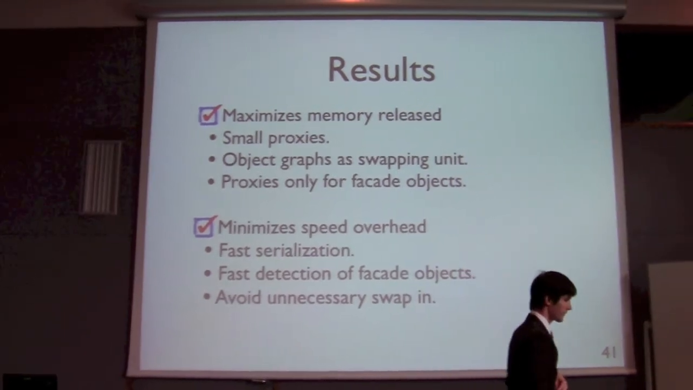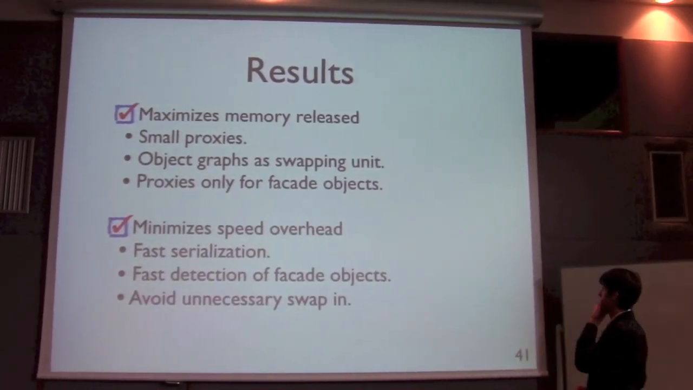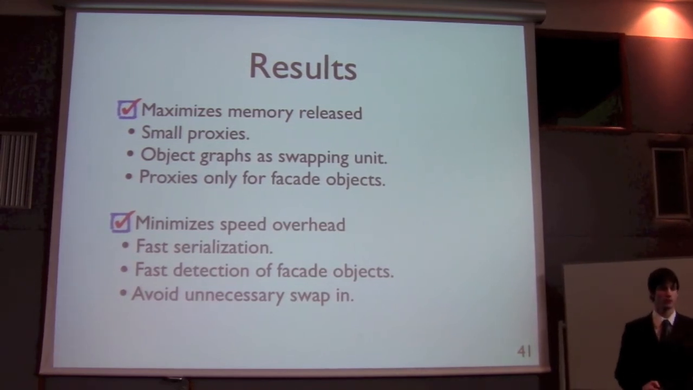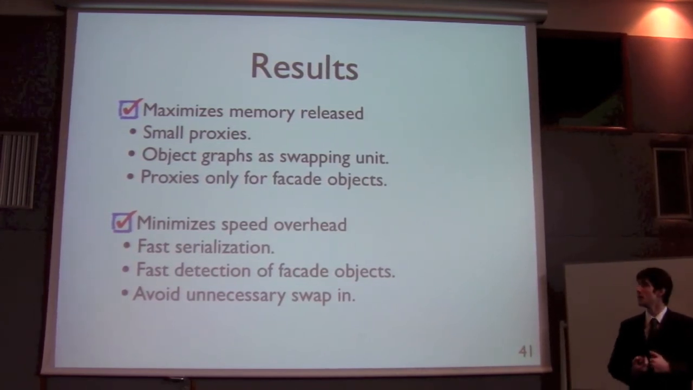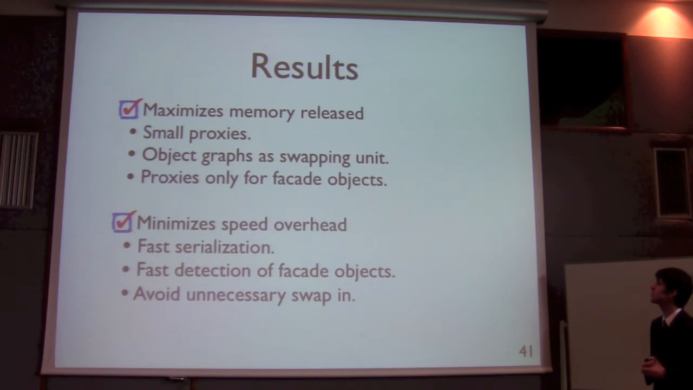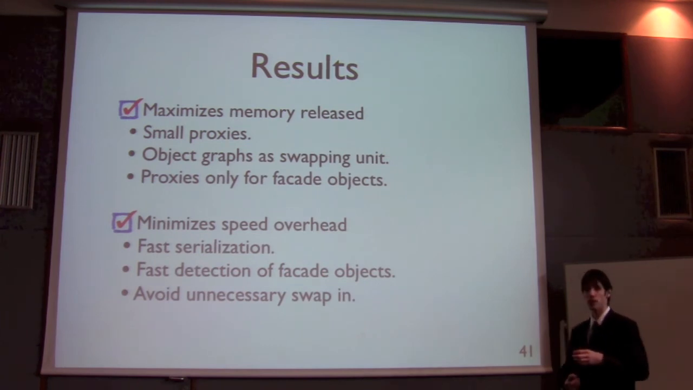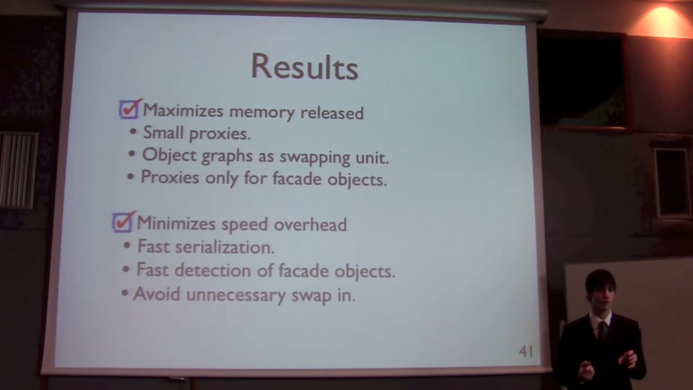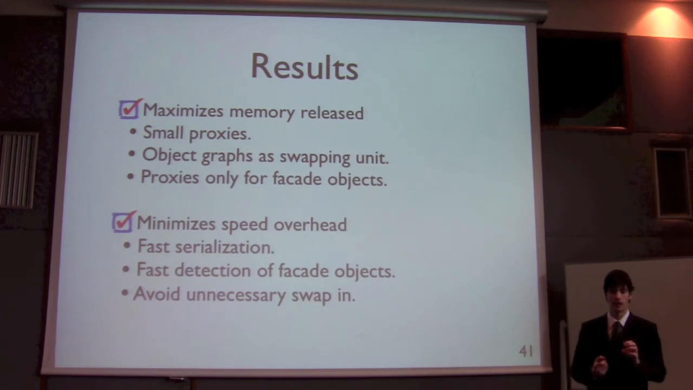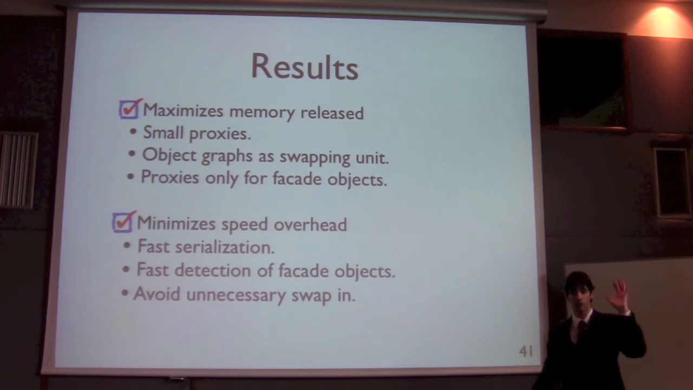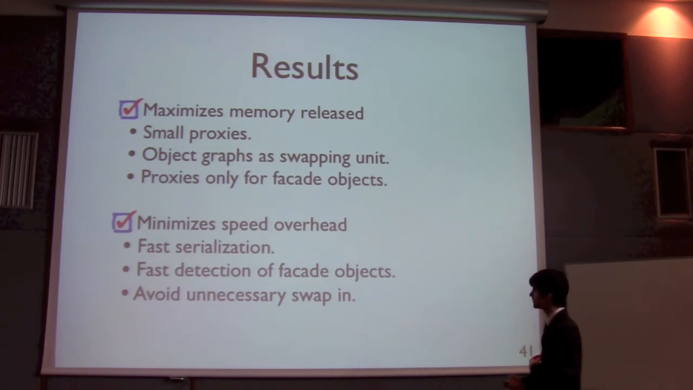Regarding maximizing the memory we can release, we have really small proxies. Ghost provides us low memory proxies, so we can have small proxies. And with the object graph as the swapping unit, one of the key things is that we only need a few proxies to replace the whole graph. We only need proxies for the facade objects. That means that we can release a whole graph by just a few objects.